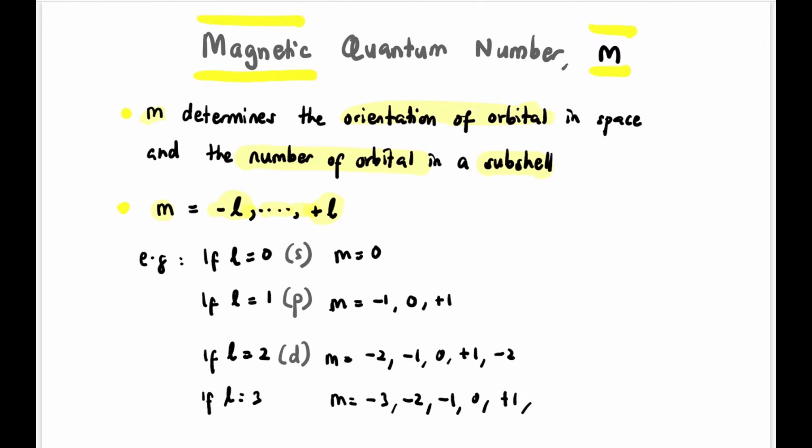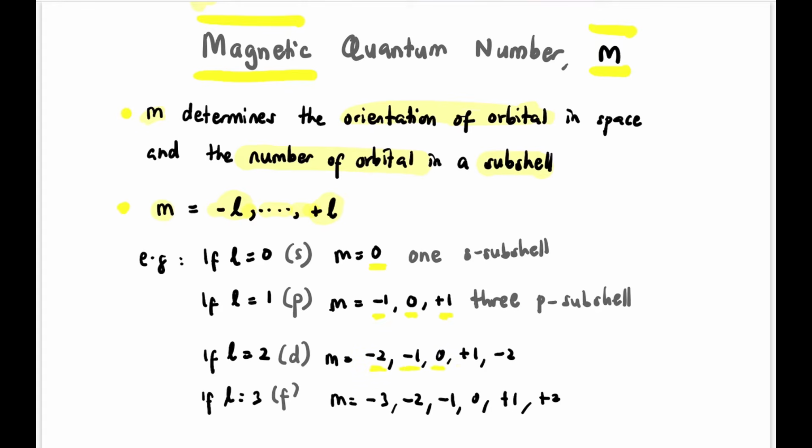0 adalah S, 1 adalah P, 2 adalah D. Kalau L equal to 3, dia punya shape adalah F. Dan dia punya range daripada negative 3 sampai positive 3. Okay, kalau L equal to 0, M equal to 0 saja kan dia punya orientation. Jadi ada satu subshell saja.